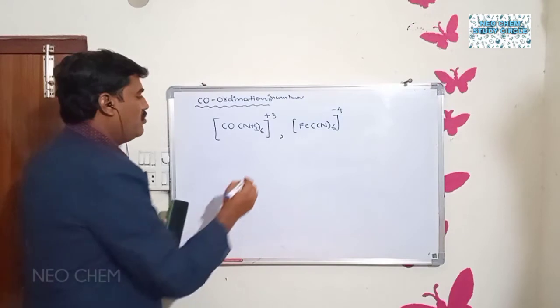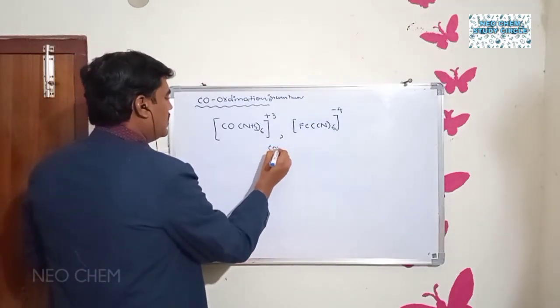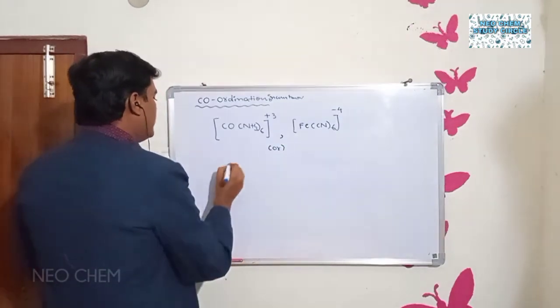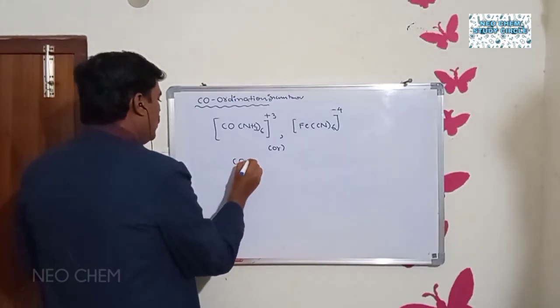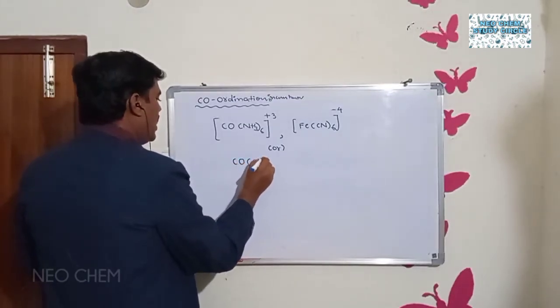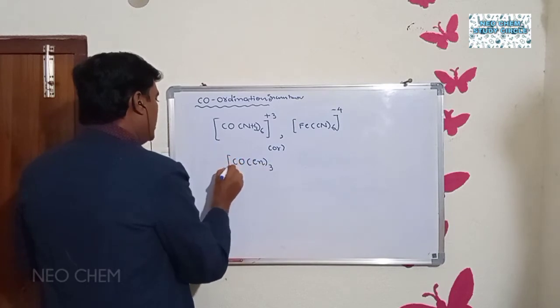Now one more definition is there. First of all, we will take one example. [Co(en)3]3+.